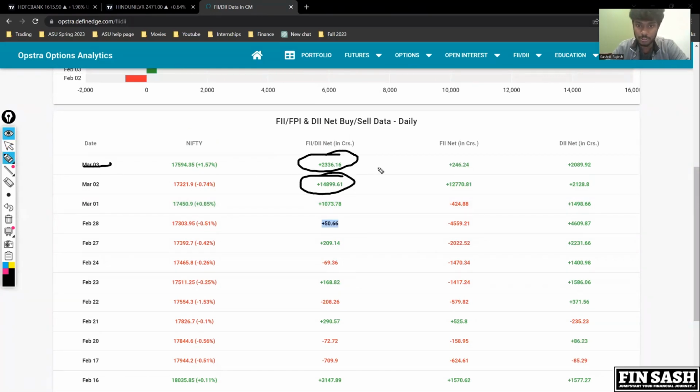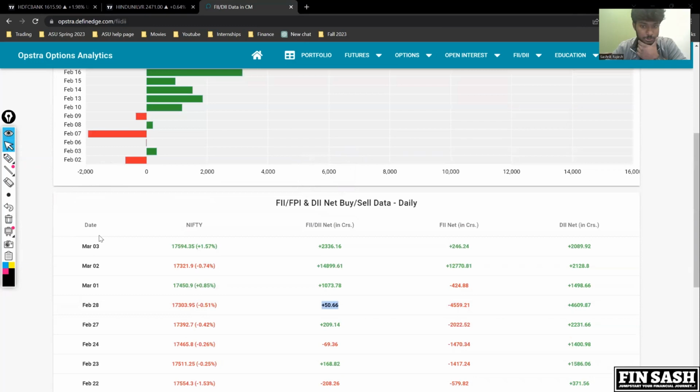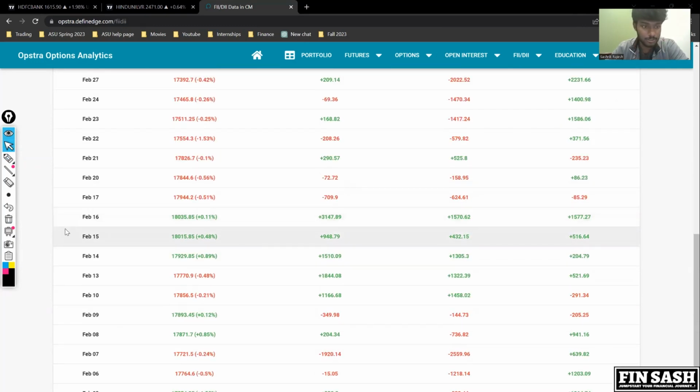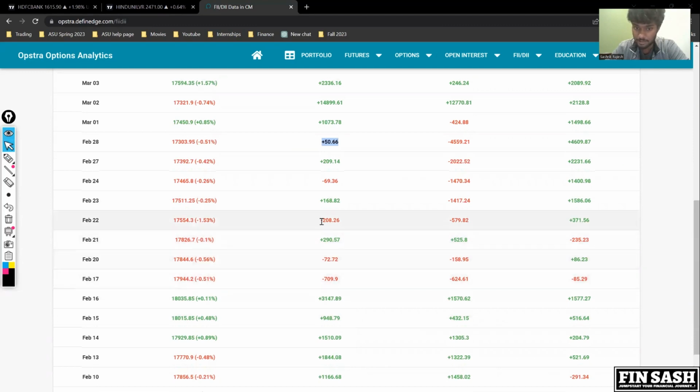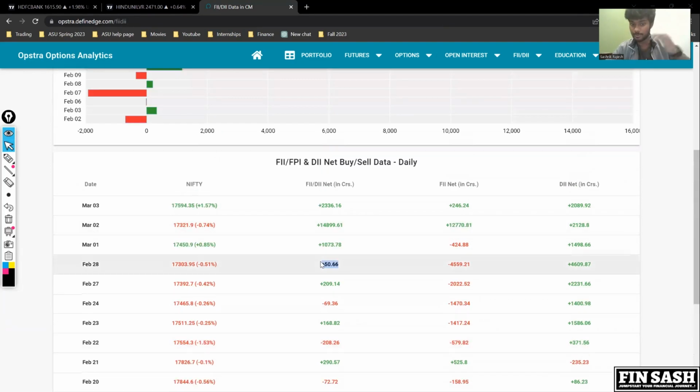So on March 3rd, they bought around 2,000 crores. March 2nd, they bought around 14,000 crores. March 1st, 1,000. If you guys go a little below, Feb 16, they bought 3,000 and they've been just selling a little bit. And they've been basically stacking up their positions, even though they know that it's close to the trend line. But still, they've been stacking up their positions, which shows a bullish move. But this is just previous data.